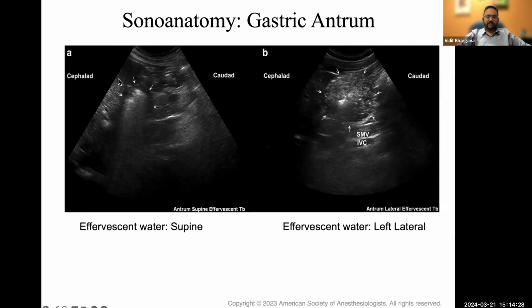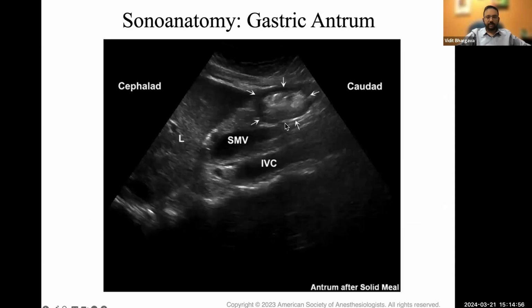These are some more pictures. The one on the left is with effervescent water or soda, and you can only see the anterior wall. The rest of it is this dirty shadow that we see all the time from stomach, even when we're doing the subxiphoid view of the heart. And then with a left lateral view, that makes it a little bit more helpful to see. So this is what we were talking about.